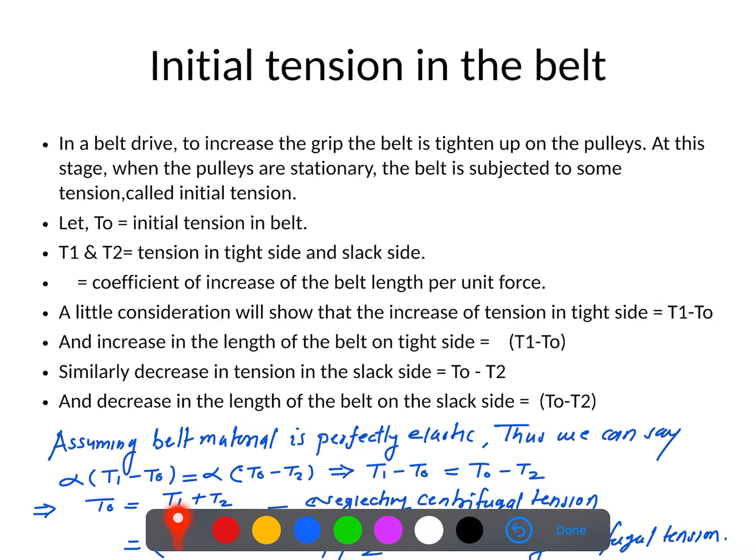So next term which we are going to see is called the initial tension in the belt. Whenever we wound the belt on the pulleys, we try to firmly grip the belt on the pulleys. So though the belt pulleys are not rotating, the belt will be in some tension, and this is called the initial tension in the belt. To increase the grip, the belt is tightened up on the pulleys. At this stage, when the pulleys are stationary, the belt is subjected to some tension. This is called the initial tension.